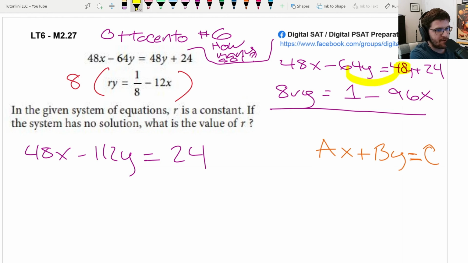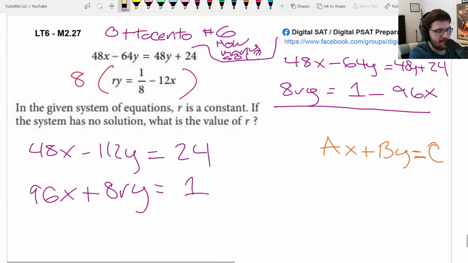So all I did was subtract 48y from both sides. Again, I moved this guy over here. Okay, he looks good now. Now I'm happy with this guy where he is, but I want to move this guy to the other side. To do that, we're just going to add 96x to both sides. So we get 96x plus 8ry equals 1.